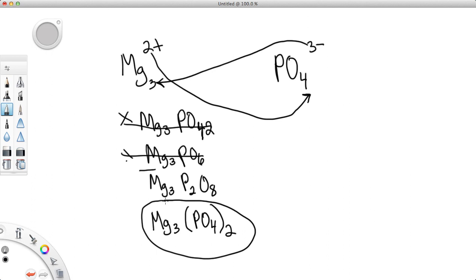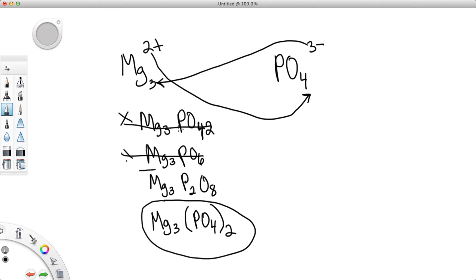Because magnesium is 2 positives. Excuse me, 2 positives, not 3. 3 times 2 positives is 6 positives. And phosphate over here is 3 negatives. 2 times 3 negatives is 6 negatives, and that balances each other out. So this is a neutral molecule, leaving it just like so. Mg3 parentheses PO4 close parentheses 2.